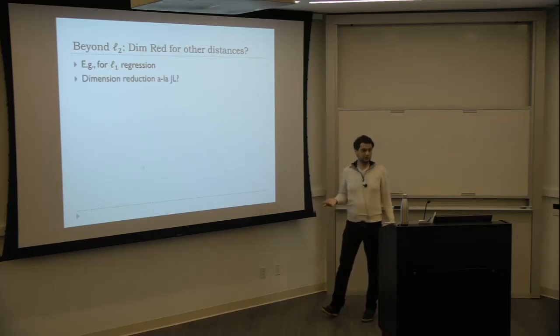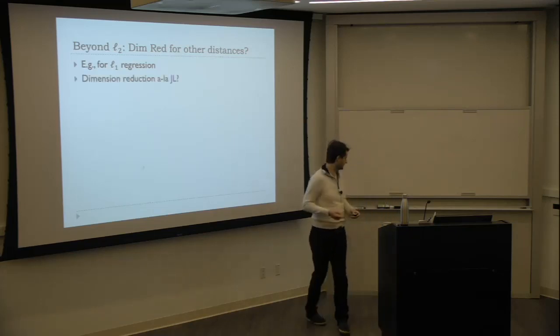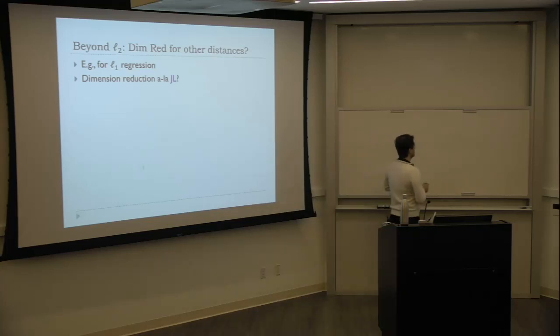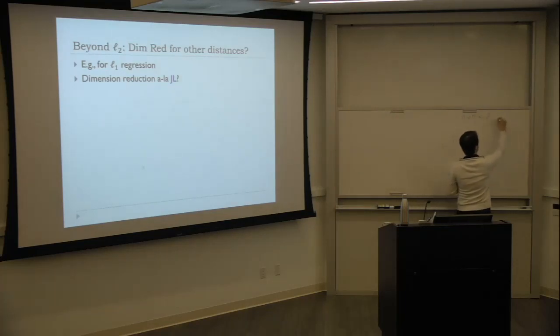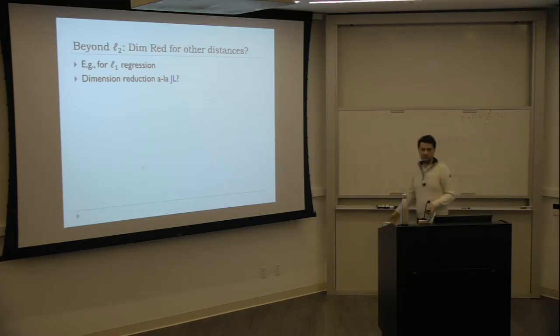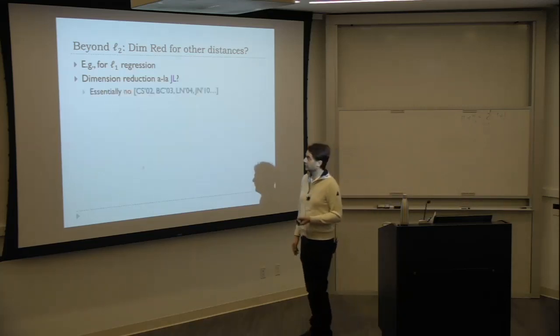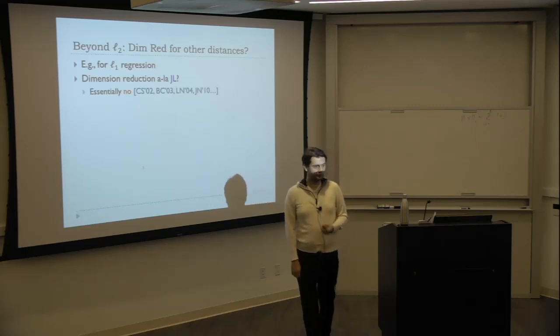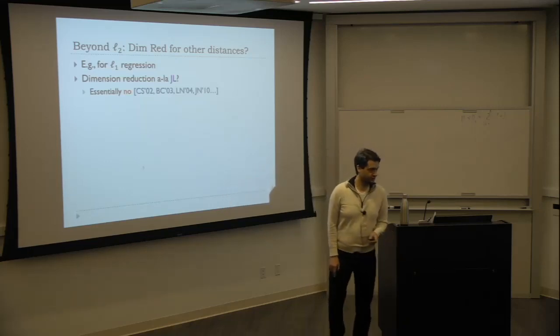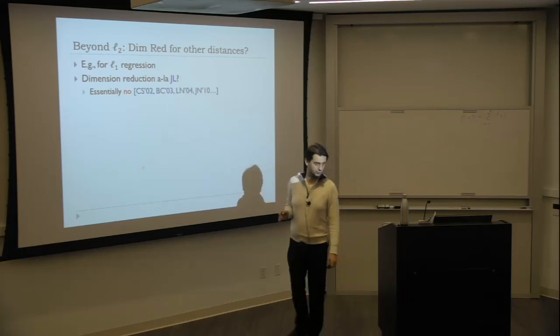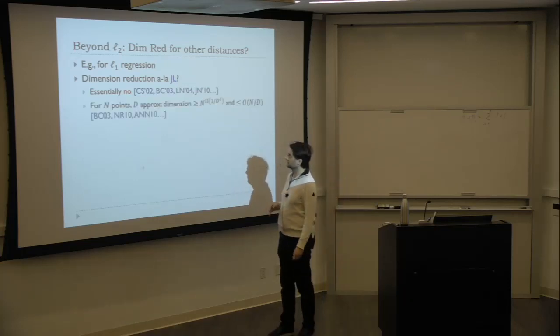Well, can we do dimension reduction for L1? Maybe I should define what L1 is. The L1 norm of a vector x is just the summation of the absolute values of the coordinates from 1 to d. So maybe we can do dimension reduction in the same style as Johnson-Lindenstrauss. Well, it turns out that for L1, dimension reduction essentially doesn't exist. It's very, very far from what we can achieve for Euclidean space.